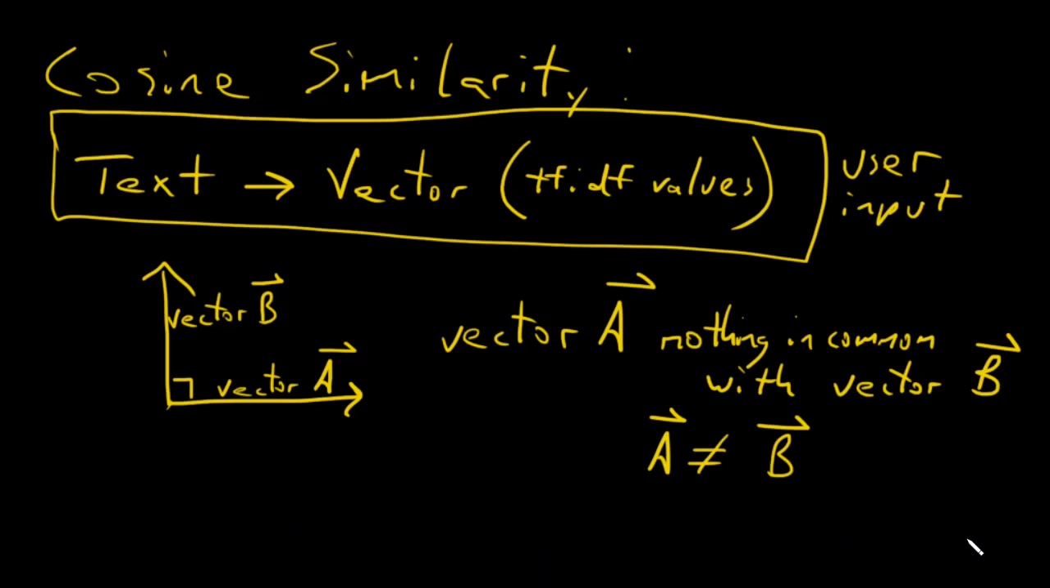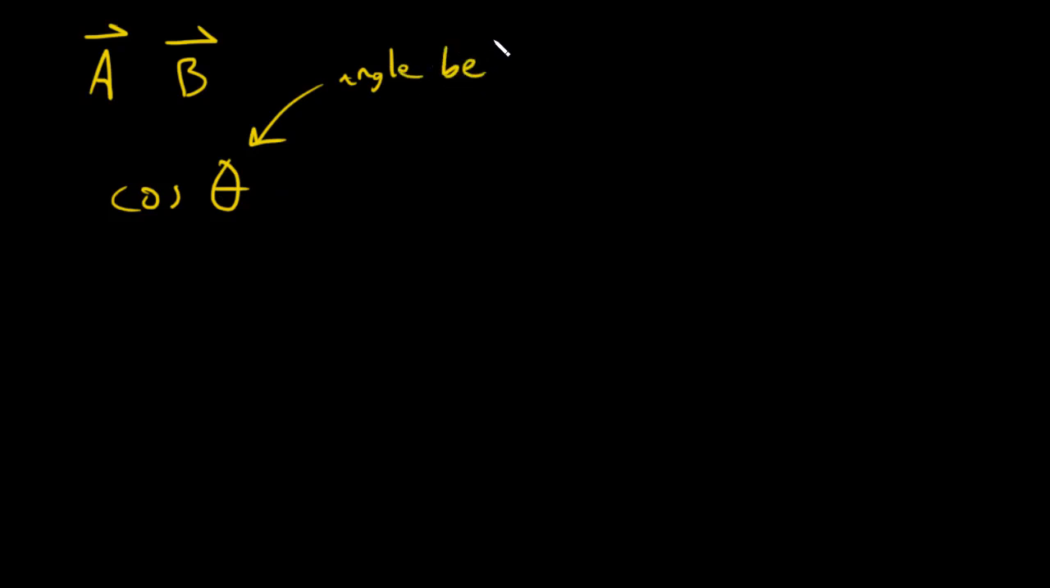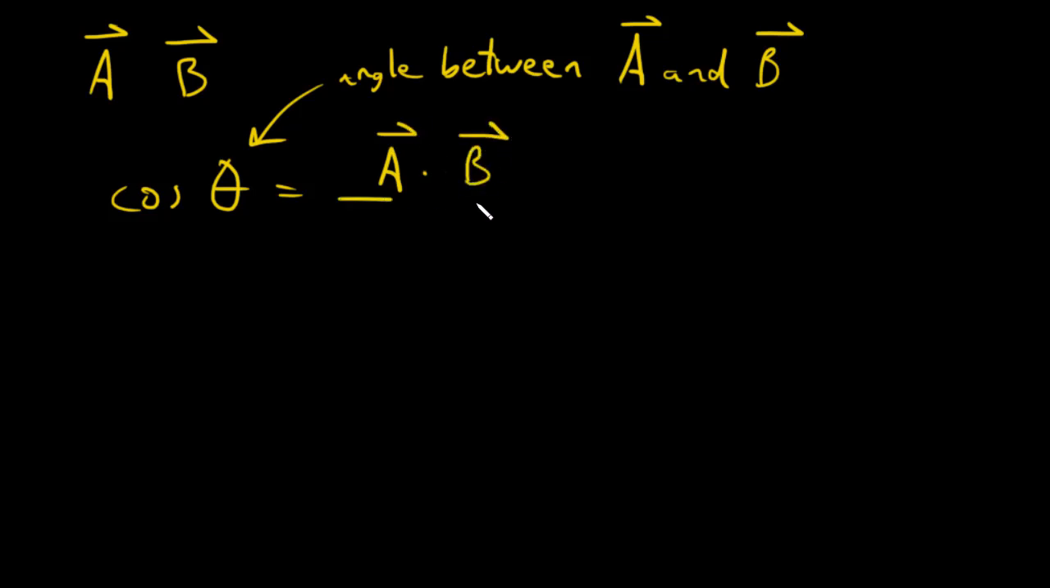Let me clear this. Let's say I have A and B are vectors. The cosine of theta, and theta is the angle between A and B, right? You've probably seen this in Cal 3, if nowhere else. Cosine of theta is equal to A dot B over the magnitude of A times the magnitude of B.